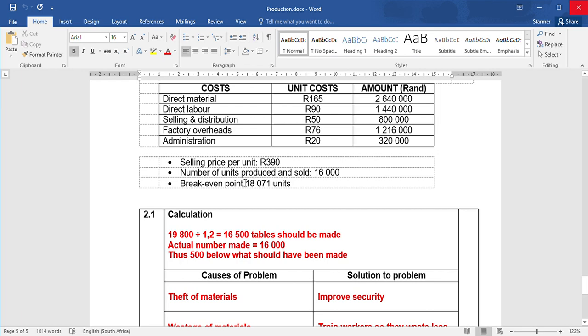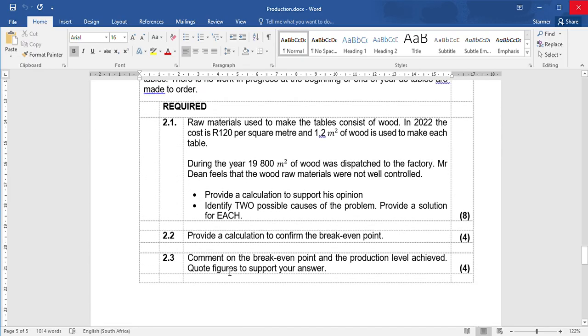But they tell you here that the number of units produced and sold was only 16,000. So therefore they should have made 16,500, they only made 16,000, so therefore it's less than what should have been used.